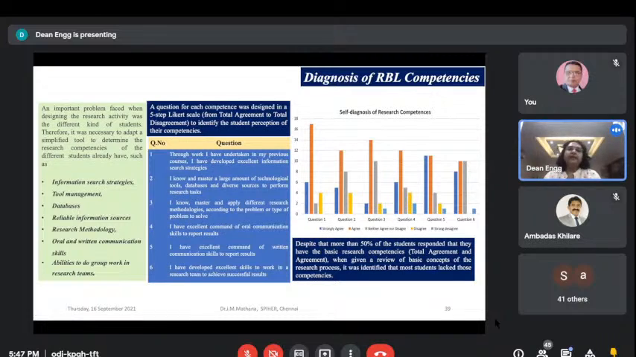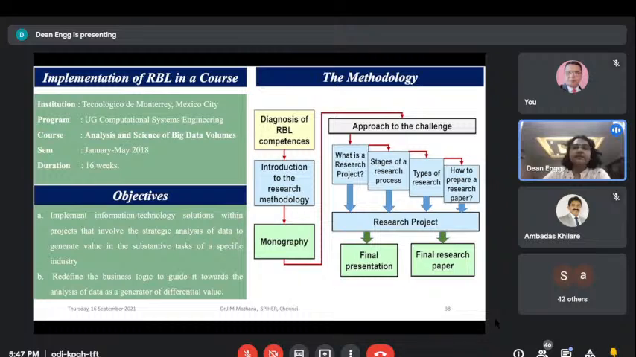From the survey, the faculty understood that 50% of the students responded that they have basic research competency. So their research competency is only at the basic level, and they can't go into research directly. For that, they have to conduct some workshops. The second step is the introduction to research methodology.